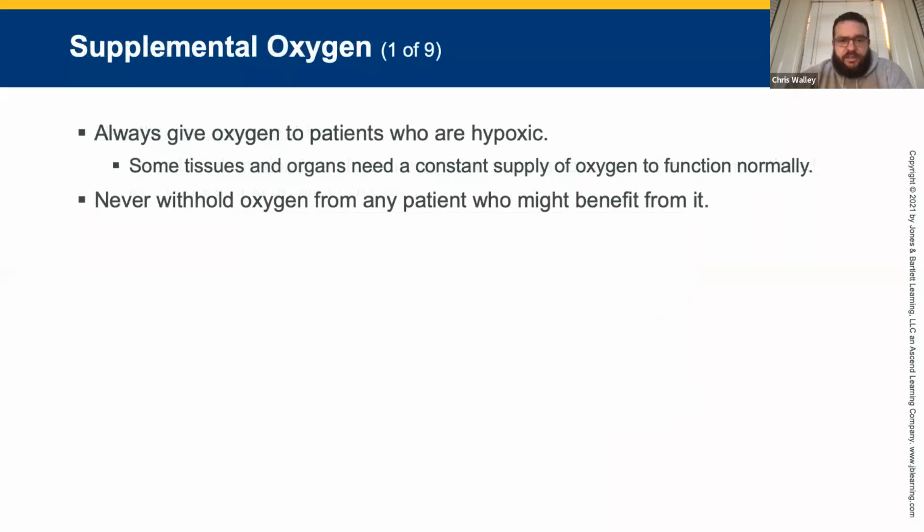So we talk about supplemental oxygen. Supplemental oxygen is anything that we provide as a caregiver. Always give supplemental oxygen to patients who are hypoxic, because there's not enough oxygen being supplied to the tissues and the cells of the body. Some tissues and organs, such as the heart, central nervous system, lungs, kidneys, and liver, need a constant supply of oxygen to function. Never, ever, ever withhold oxygen from any patient who might need it, especially if you're assisting with ventilations. It is cheap and easy to give somebody oxygen.